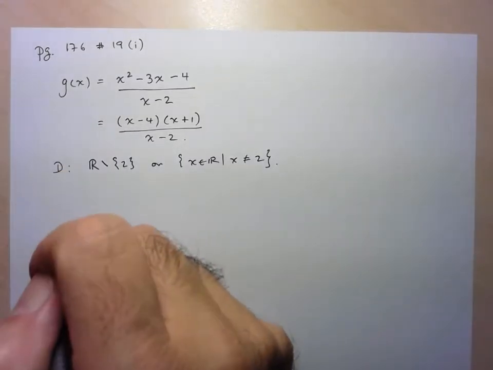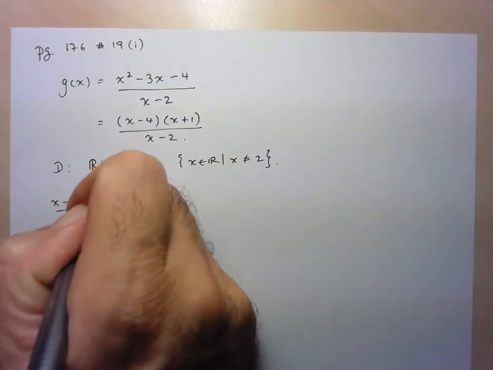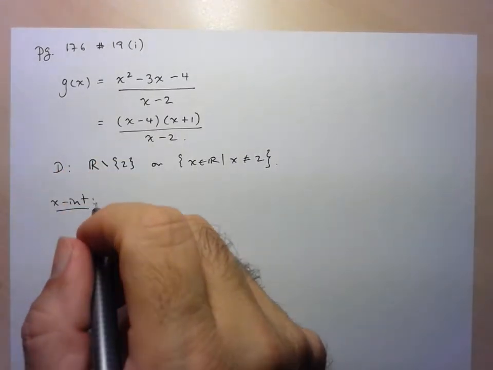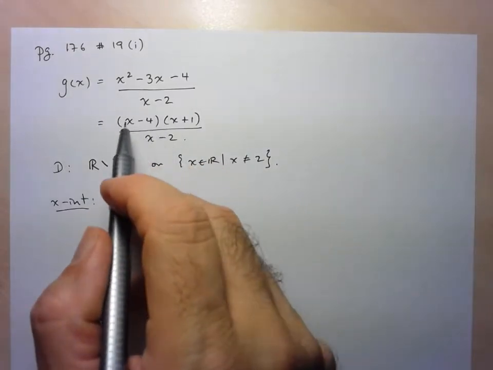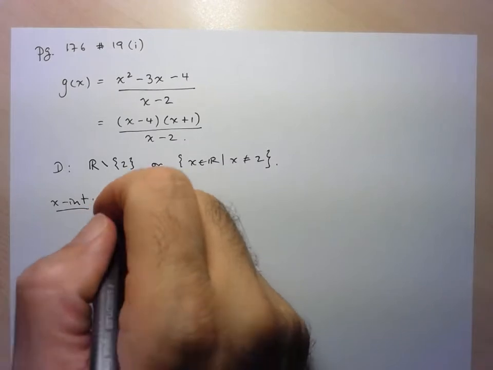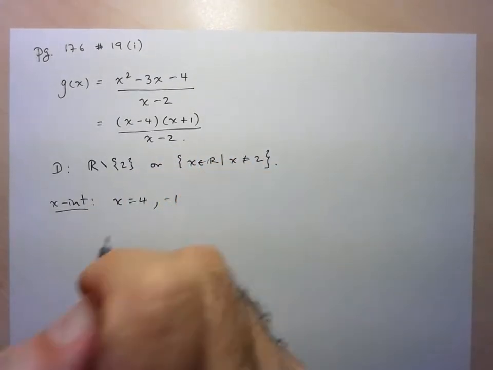So now I start on the list of my basic characteristics, and let's start with x-intercepts. Okay, x-intercepts of rational functions are found where the numerator of the simplified function is equal to 0. So that's going to be x equals 4 and x equals negative 1.